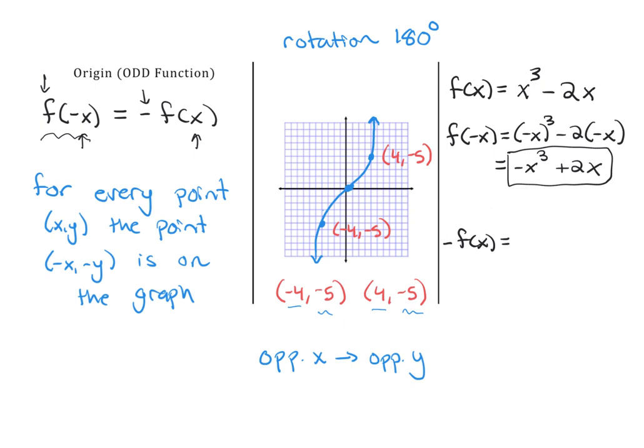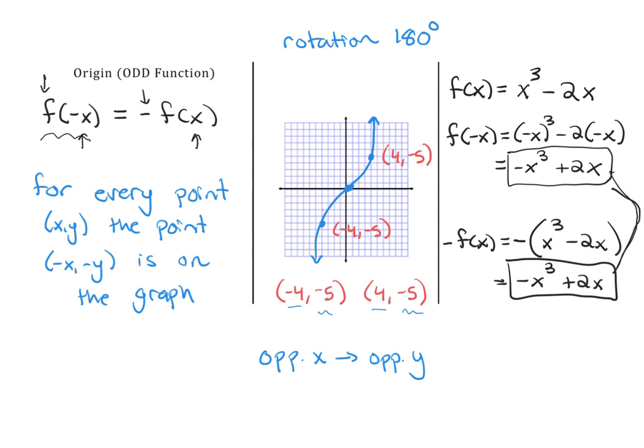So what is -f(x)? That would be a negative, and then we have the function x³ - 2x. So that would turn into -x³ + 2x. So notice here, these are the same. So because f(-x) is the same as -f(x), it is an odd function.